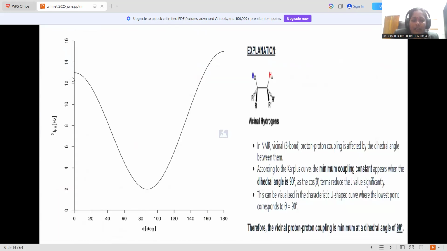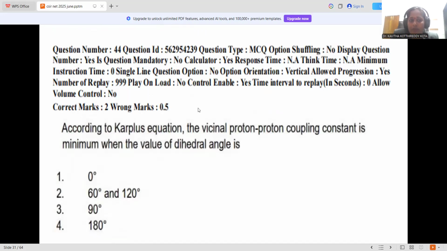If you observe clearly, when the dihedral angle is plotted against the coupling constant value, you can observe the deep valley at 90 degrees, and it is reaching the highest peak at a dihedral angle of 180 degrees. From this you can clearly understand that it is applicable to the simplest molecule like ethane. Dihedral angle means the angle between the adjacent carbon atoms is taken into consideration. So if the theta value is 90 degrees, the minimum coupling constant value is observed. For question number 44, option number 3 will be the correct answer.